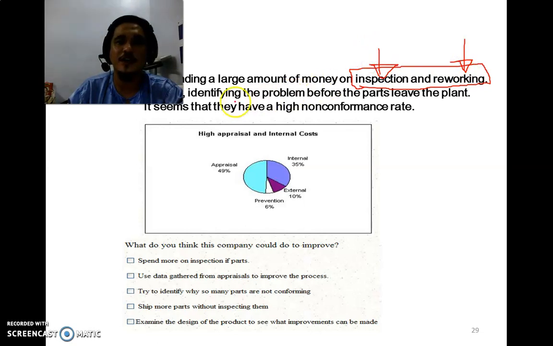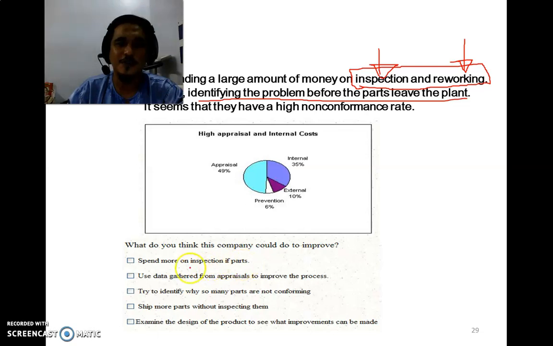They are, however, identifying the problem before the part leaves the plant. So this is the purpose: to identify the problem before the part is shipped to the customer. That means they are not confident with their process. So it seems that they have a high nonconformance rate. So what do you think this company should do to improve?